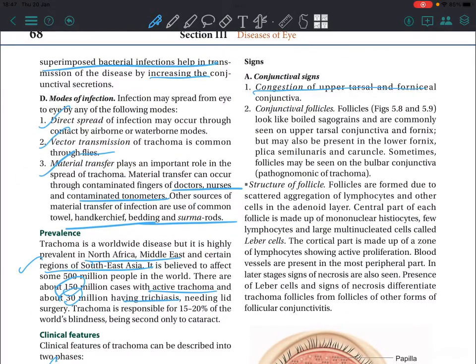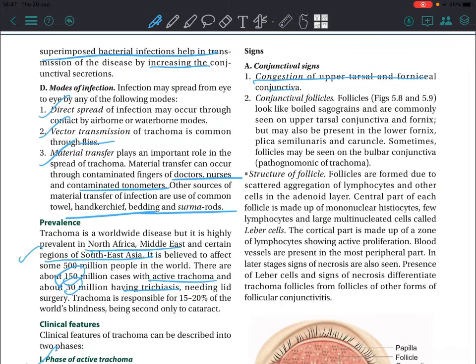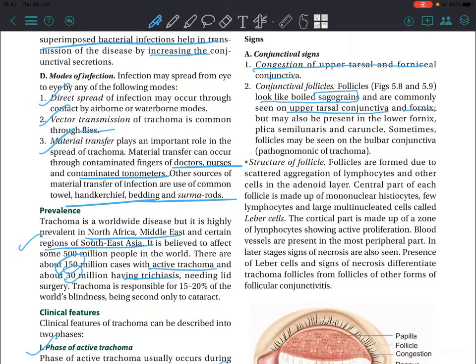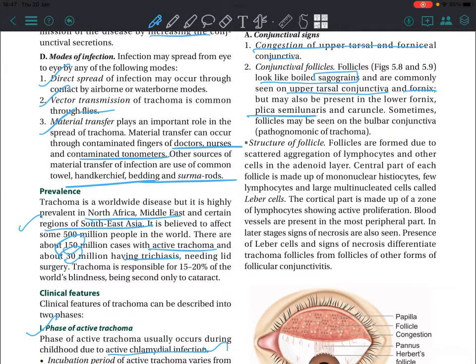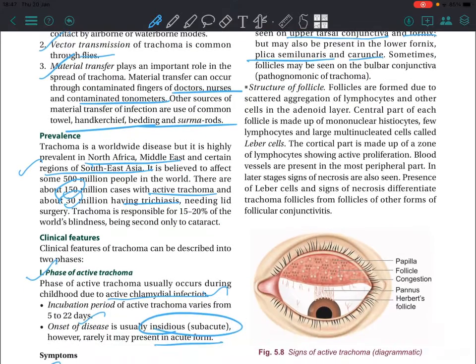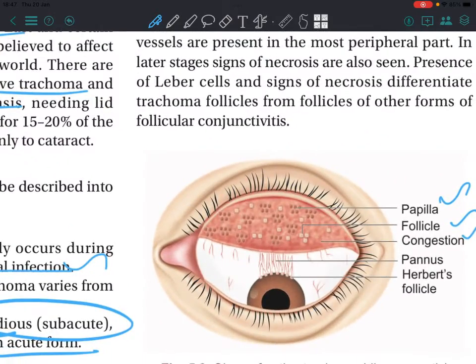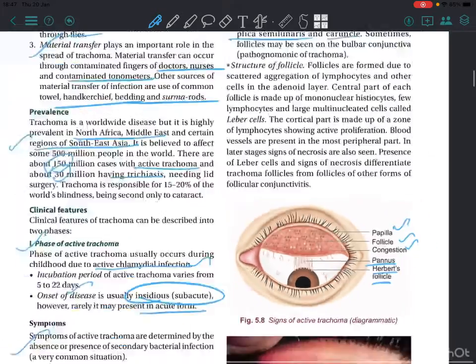Conjunctival signs: congestion of upper tarsal and fornical conjunctiva. Follicles look like boiled sago grains and are commonly seen on the upper tarsal conjunctiva and fornix, but may also be present in the lower fornix, plica semilunaris and caruncle. Structure of follicles: papilla, follicle, congestion, pannus, Herbert's follicle.